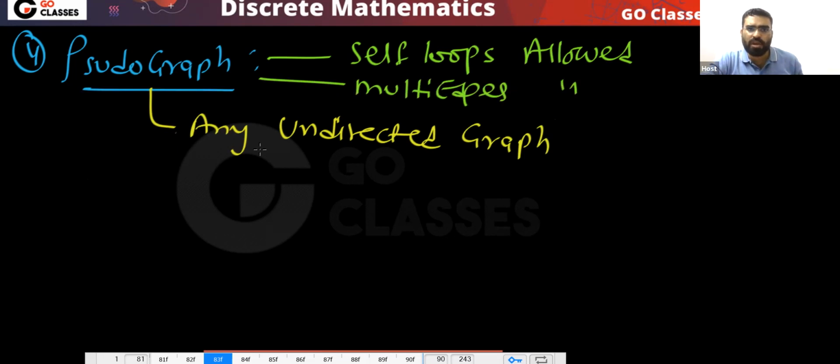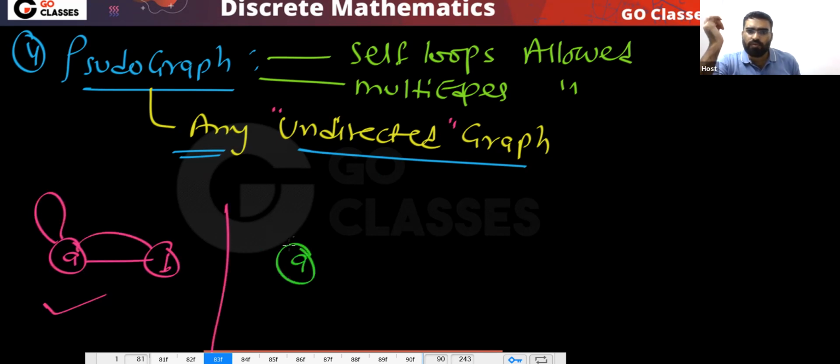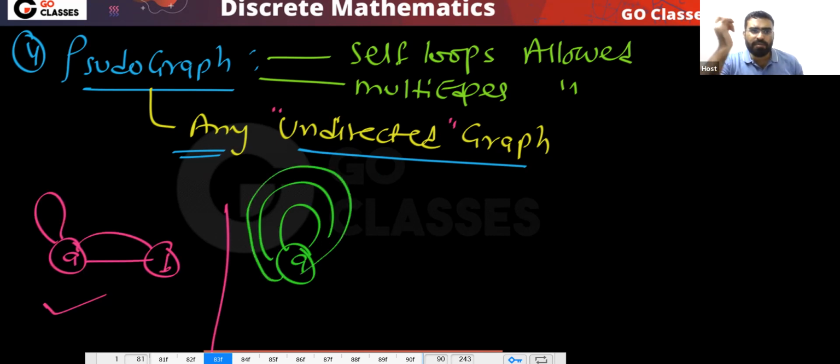So this is the definition of a pseudograph: basically any undirected graph. If I do not mention anything, it simply means undirected. For example, this graph is a pseudograph. Here we have multi edges and also self loops, three self loops, and these are multi edges also. Yes or no? Very simple.